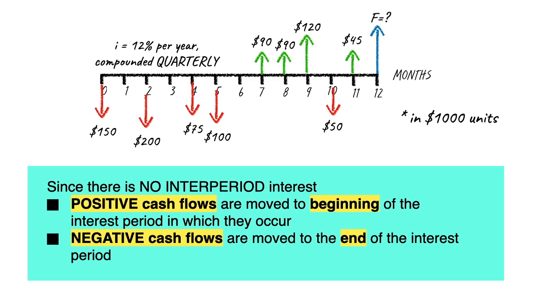Okay, when you encounter this kind of policy, you can modify your cash flow so that the positive cash flow or the upward direction can be shifted to the beginning of the interest period, or the negative cash flow can be simply shifted to the end of the interest period. Okay, we'll see how we can do this.